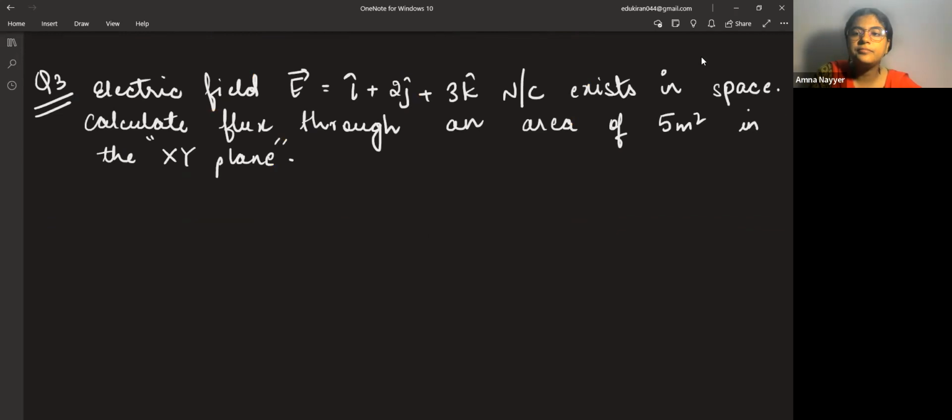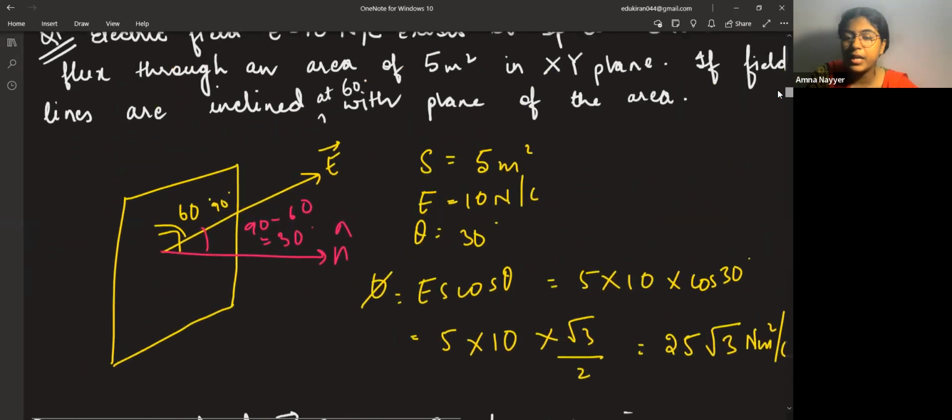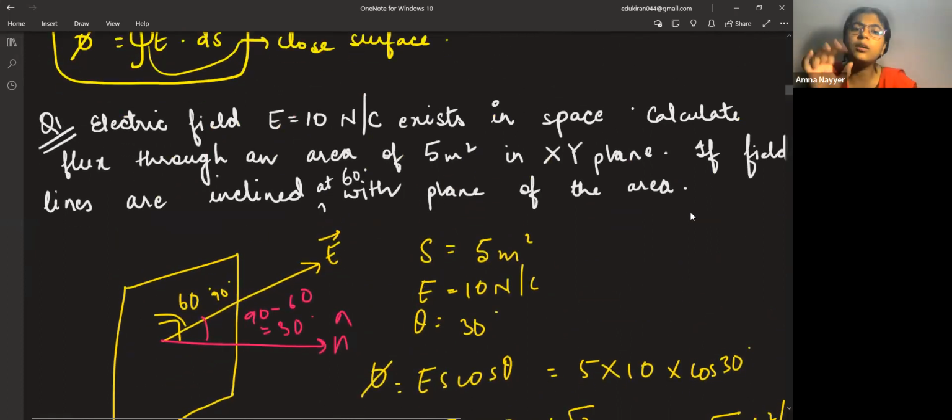See, electric field exists in space. This is given in Cartesian form. Area is given as 5 meters square in XY plane. So in the two questions which we did yesterday, look, what's the difference with this question? We discussed there, everything was given in polar form.